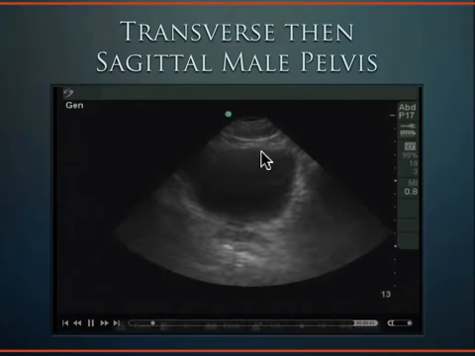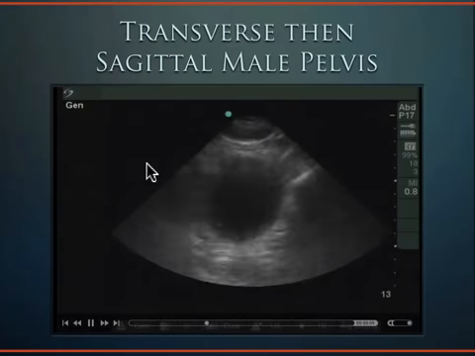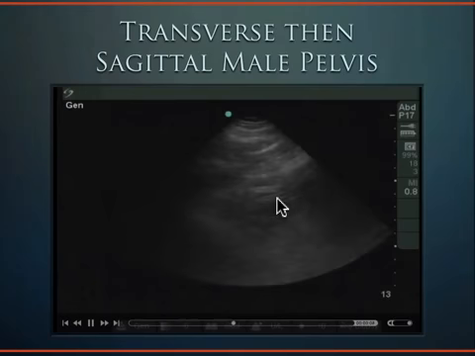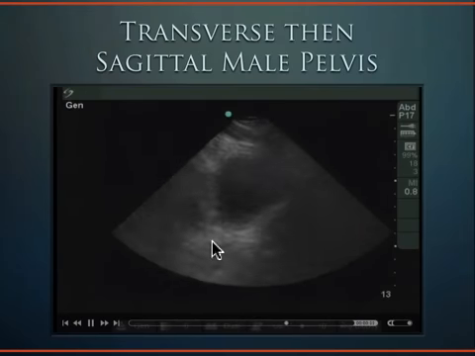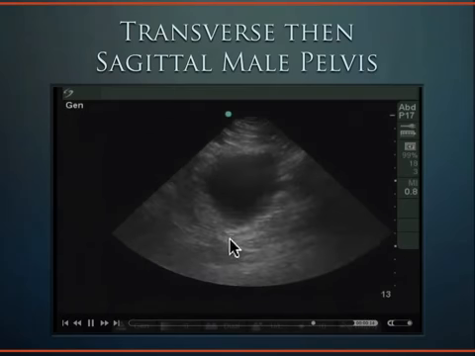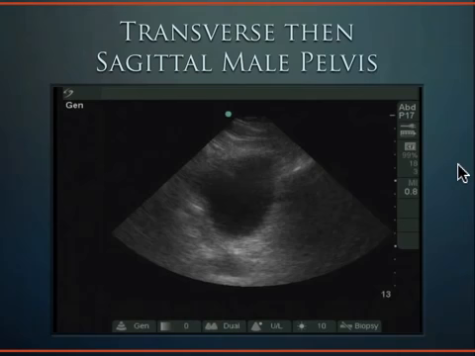So first we look at this male's pelvis in a transverse view. We're fanning superiorly and inferiorly in that transverse view, and then we flip it over to sagittal, and now we're looking at the bladder in a sagittal view. The bladder looks a little bit more triangular shaped, though not as much as it does in the female pelvis, but that's the idea. You start transverse, and you fan through it, and then you go sagittal.